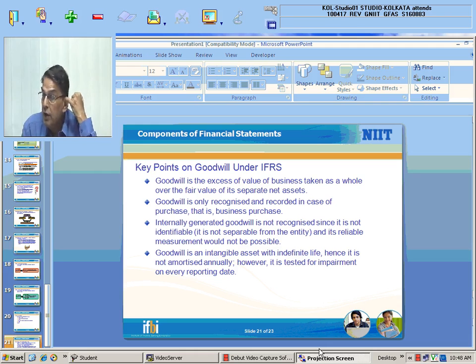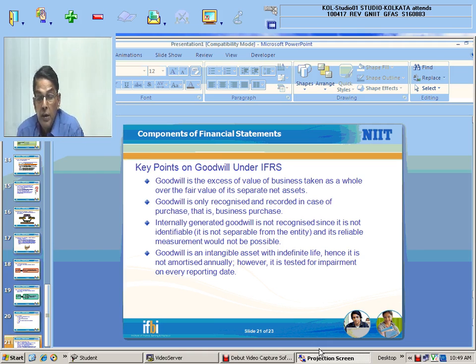So goodwill is the excess of the value of the business taken as a whole over the fair value of its separate net assets. Goodwill is only recognized and recorded in case of purchase, that is business purchase. As I told you, internally generated goodwill can never be recognized because its cost cannot be reliably measured. So when one company buys another company, then company A's balance sheet will recognize the goodwill as the excess of the value of business B taken as a whole over the fair value of the net assets of business B. Okay. So goodwill is only recognized and recorded in case of business purchase.